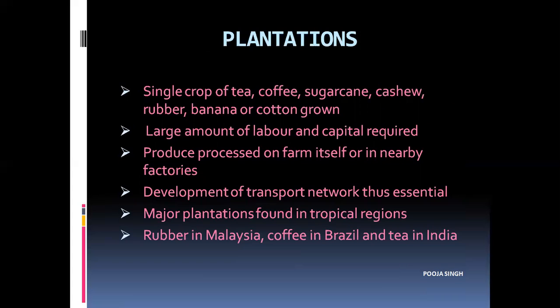Plantations. Plantations are a type of commercial farming where a single crop of tea, coffee, sugarcane, cashew, rubber, banana, or cotton are grown. Large amount of labor and capital are required. The produce may be processed on the farm itself or in nearby factories. The development of a transport network is thus essential for such farming. Major plantations are found in the tropical regions of the world. Rubber in Malaysia, coffee in Brazil, tea in India and Sri Lanka are some examples.